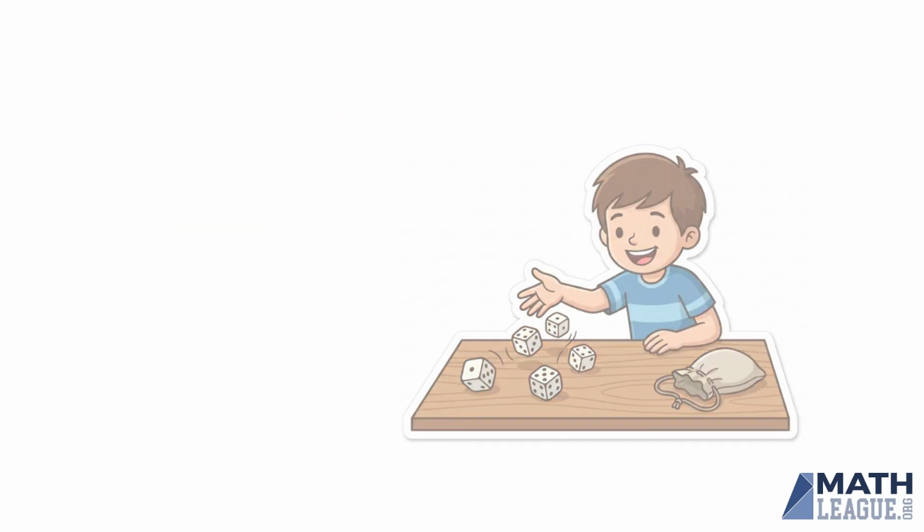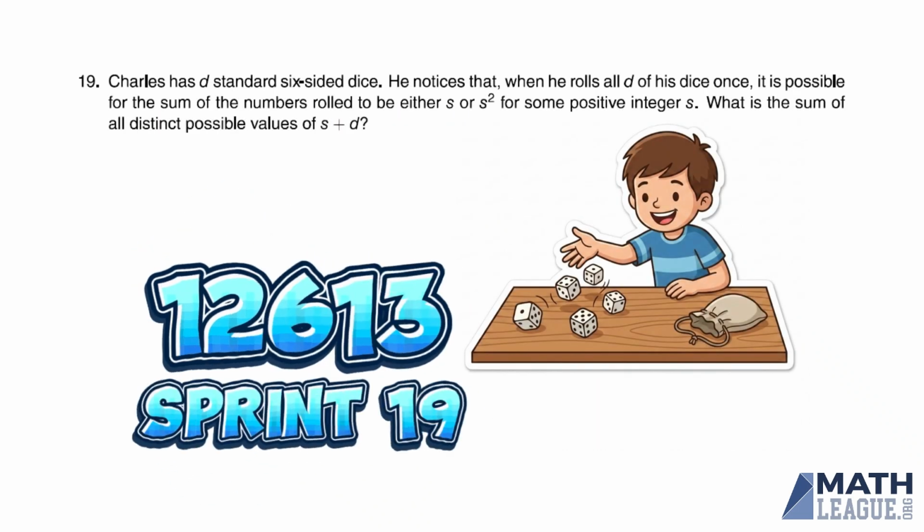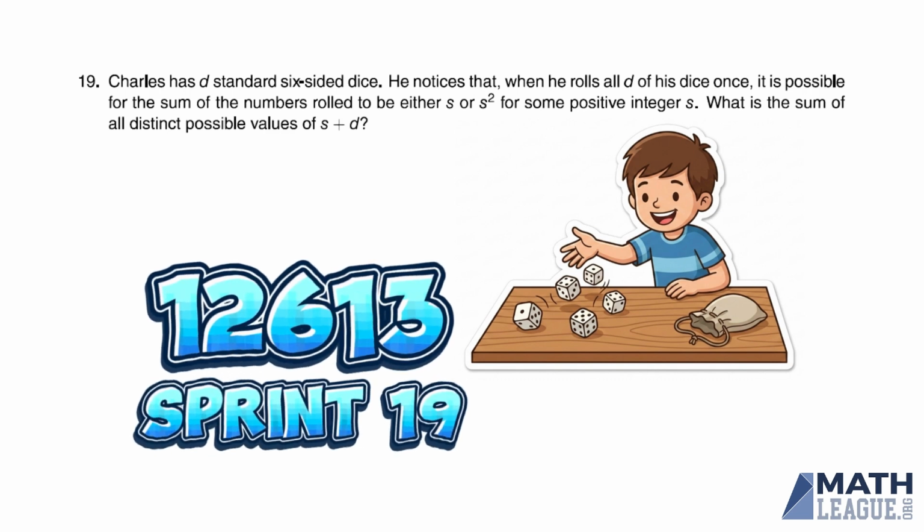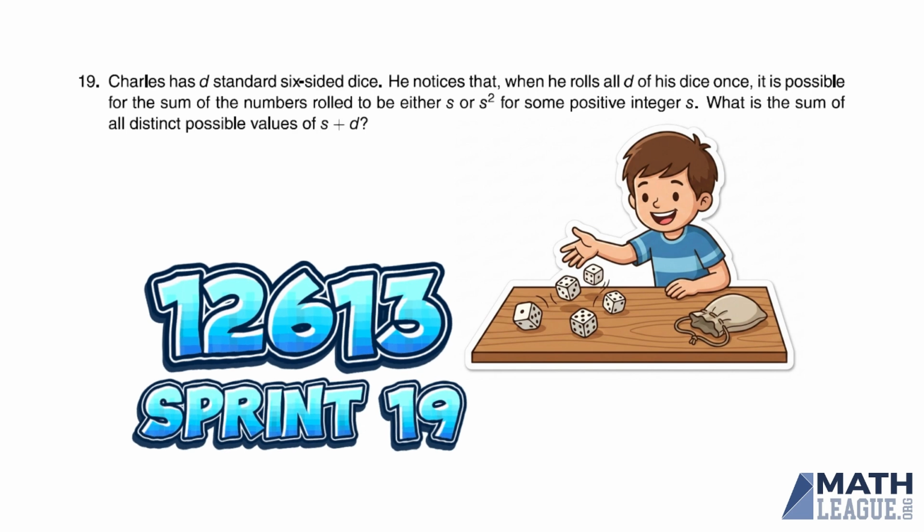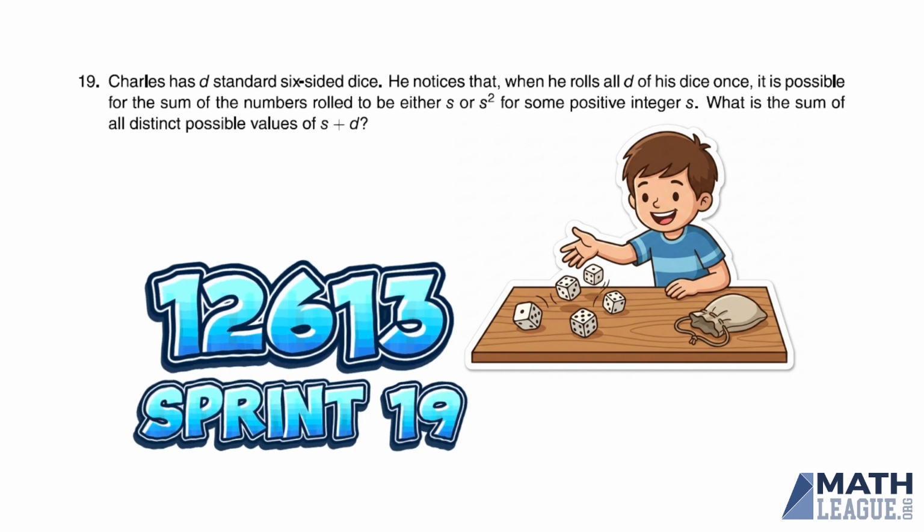The question says, Charles has D standard six-sided dice. He notices that when he rolls all D of his dice once, it is possible for the sum of the numbers rolled to be either S or S squared for some positive integer S. What is the sum of all distinct possible values of S plus D?